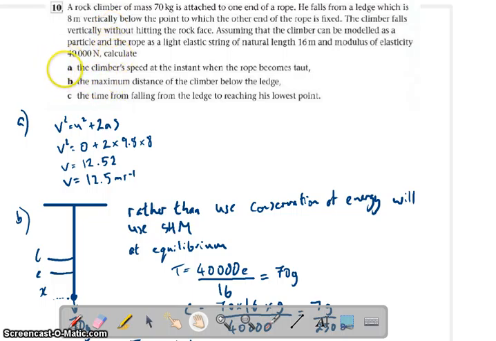Now, because the rope is 16 meters long and the climber starts off 8 meters below the point where the rope is attached, the climber can fall 8 meters. So at the point when the rope becomes taut, or some tension begins to build in the rope, the climber will have fallen 8 meters, and so we can use constant acceleration (SUVAT) equations to work out the speed of the climber when the rope becomes taut. So that's what we do for part A, and that's nice and easy.